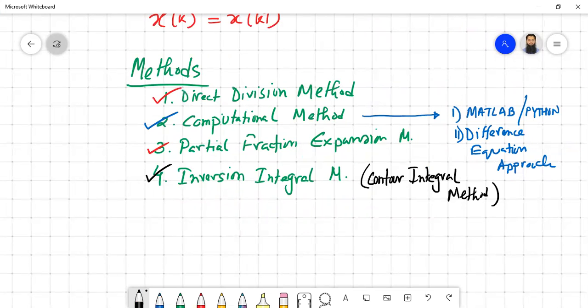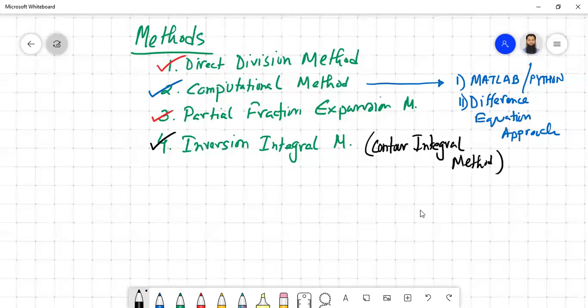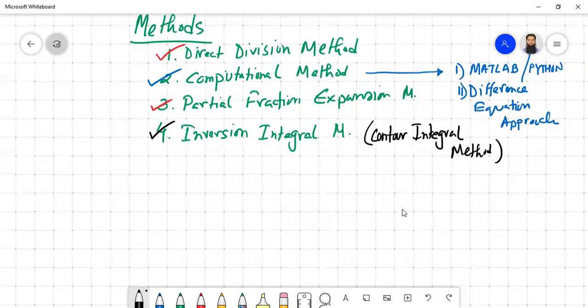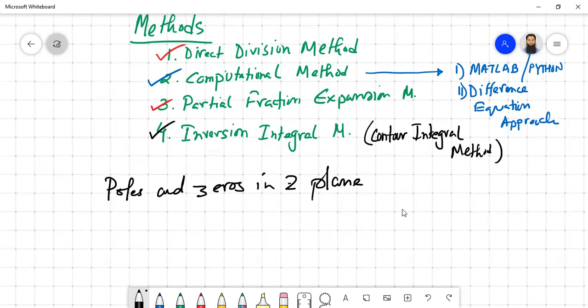Actually, before going to these methods, one thing we should clear. So poles and zeros in the Z plane, how actually we represent them. There are two ways we in general represent them, in terms of the powers of Z or in terms of powers of Z to the minus. So there are two ways to represent them.